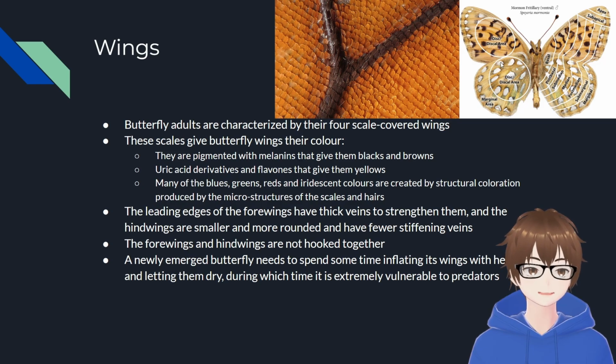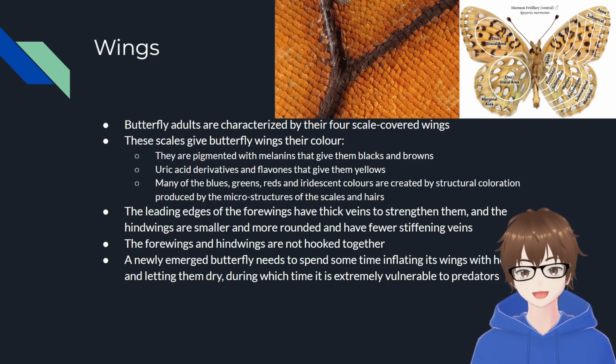They're kind of overlapped. And the newly emerged butterfly needs to spend some time flattening its wings or inflating its wings with hemolymph, which is kind of their blood, and then letting them dry, during which time it is extremely vulnerable to predators. So right after it comes out of the chrysalis, it is very vulnerable until it can finally inflate its wings. And they dry. And then on this picture up above, you can see a little bit more of a breakdown of how the wings are broken down, I guess. But we're not going to go over those.